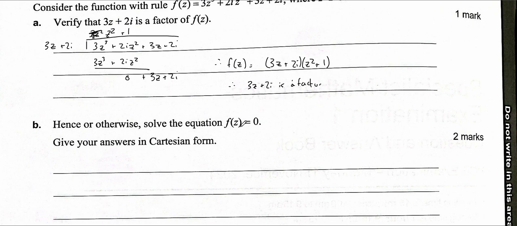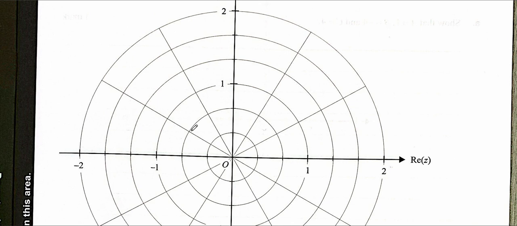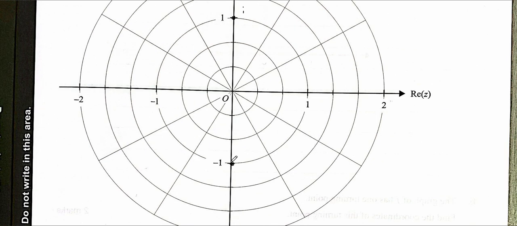Now solve the equation f of z equals 0. That's just this equals 0. So clearly, z is equal to plus or minus i, or negative 2 over 3i. Plot the solutions. So i is over here, negative i is over here, and then negative 2/3 i is over here.